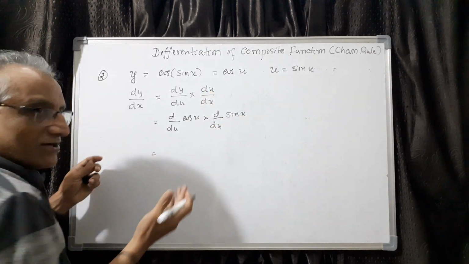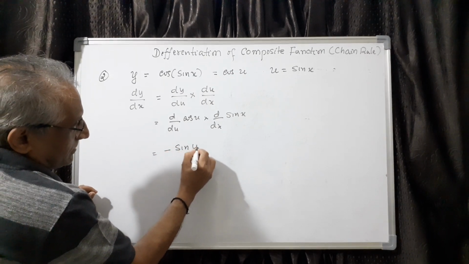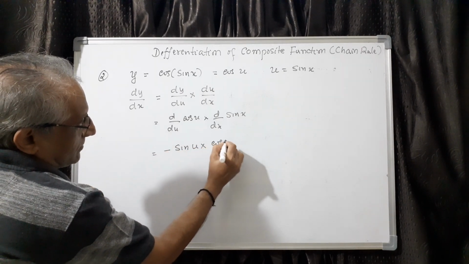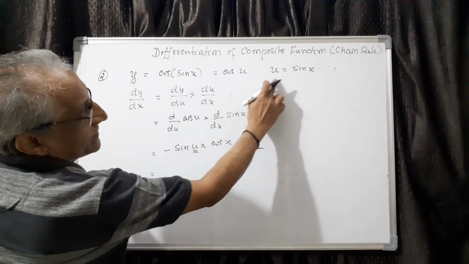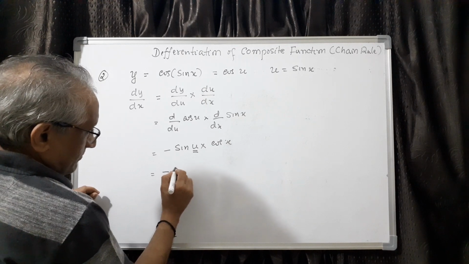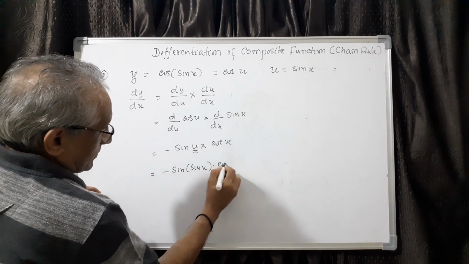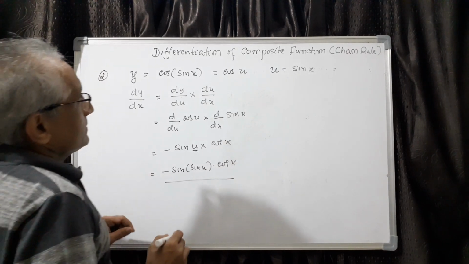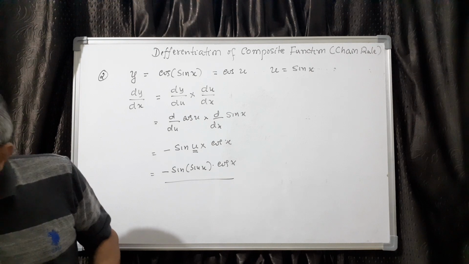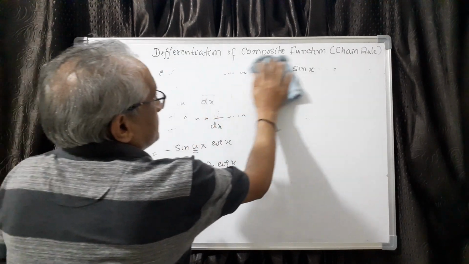Then the next step is automatic, you have to remember the formula and write, this is minus sin u into cos x. Of course you should not keep u, so u is sin x, therefore you have to write minus sin of sin x into cos x. So this is our answer. Similarly, we can take one more question and work it out.